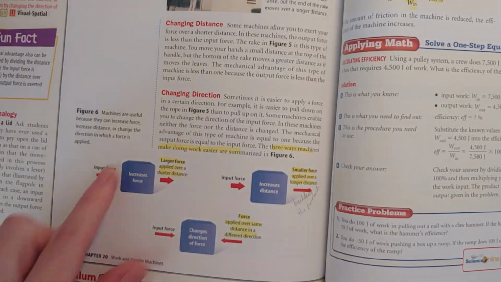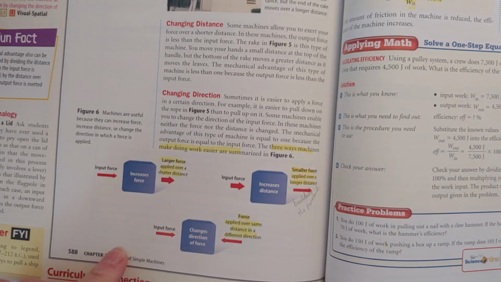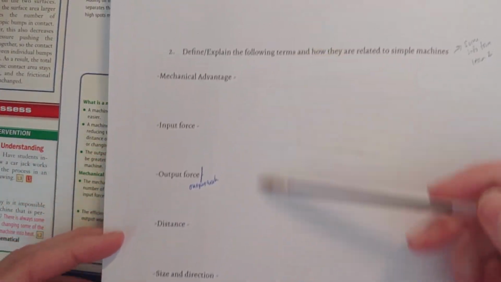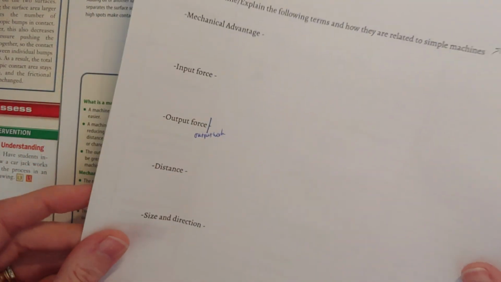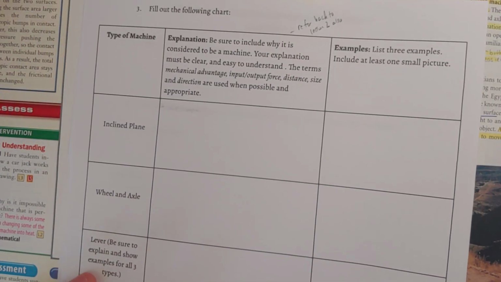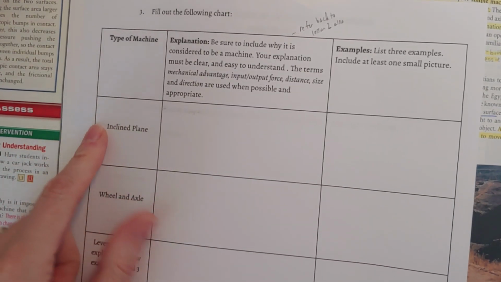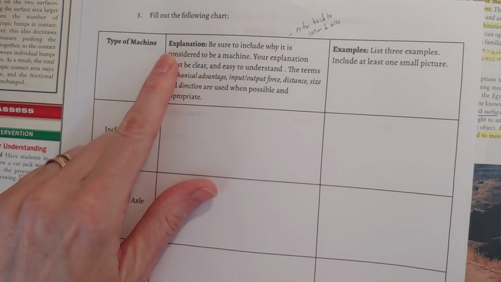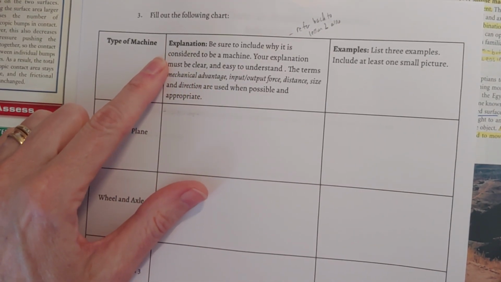And like I said, these ideas right here, these pictures from lesson 2, are going to be really important to keep looking at when you do this assignment. Some of it's going to be from lesson 2. And then the second part of that assignment is going to be this chart that you're going to fill out on Google. We're listing the type of machine, an explanation, and examples. So for the explanation, be sure to include why it's considered a machine.